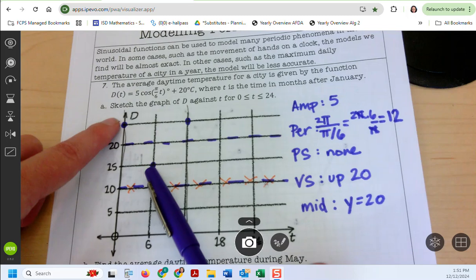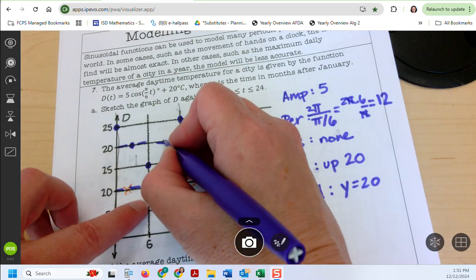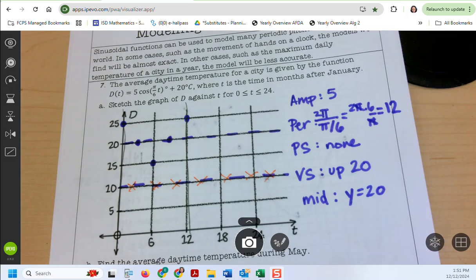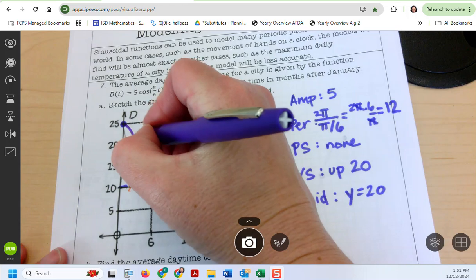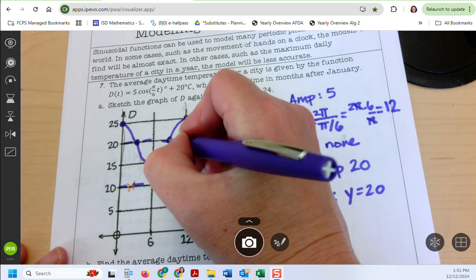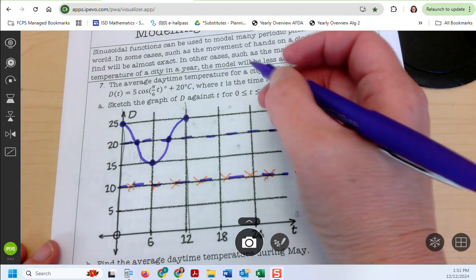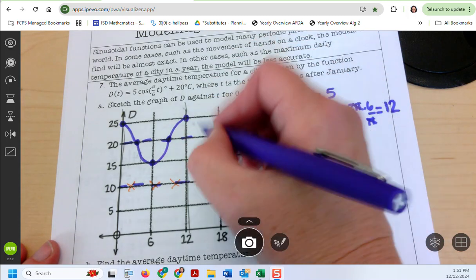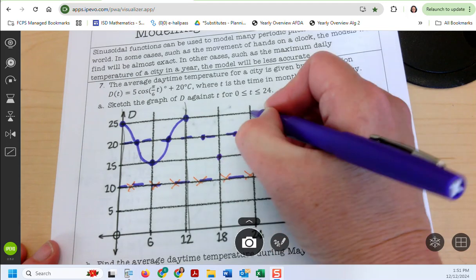And then you're going to have to estimate halfway between these to get your midline point, and then here too. You do have to make midline points. Okay, and then sketch in the shape with the correct concavity. And then you are going to want to continue that function as well. So that was up, and then it's going to be midline, down, midline, up.